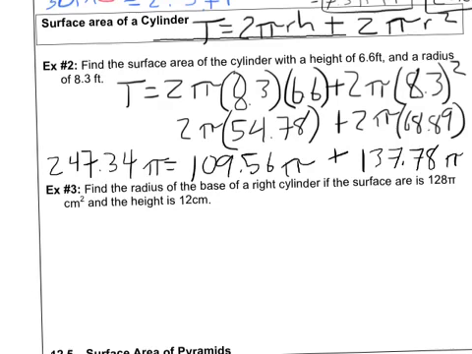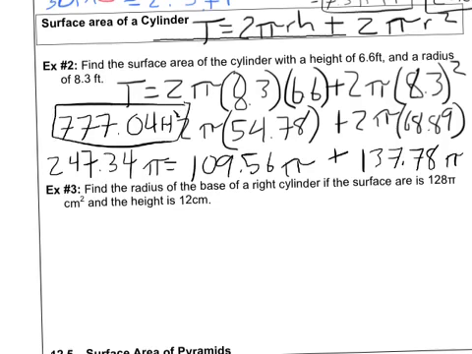But let's just see what it is when we actually multiply it by pi. Well, when you multiply it by pi, I end up with 777.04 feet squared. Sorry, I kind of got out of order there. So I've plugged it in, simplified. I got 247.34 pi, and then I just multiplied this by pi on my calculator. I got 777.04. That's example number 2. Okay.